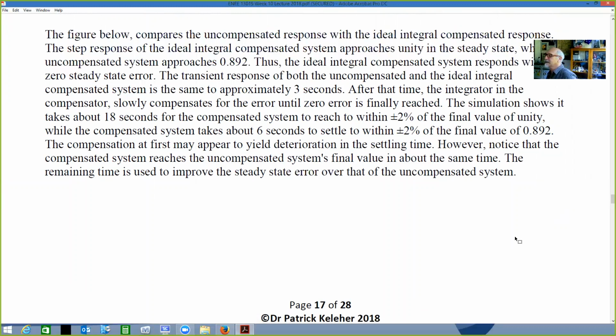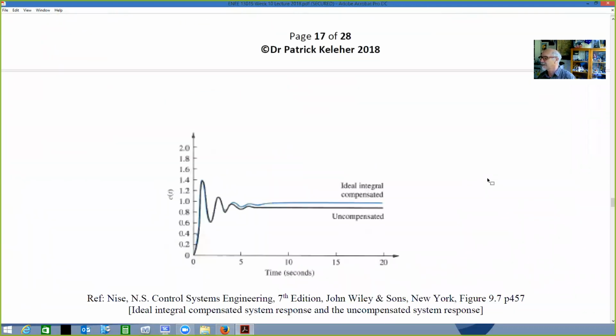While the uncompensated system takes about 6 seconds to settle to within plus or minus 2% of the final value of 0.892. The compensation at first may appear to yield deterioration in the settling time. However, notice that the compensated system reaches the uncompensated final value at around the same time. So the remaining time is used to improve the steady state error over that of the uncompensated system.